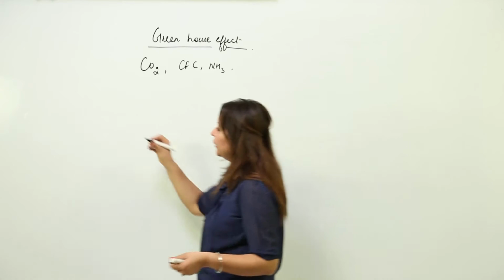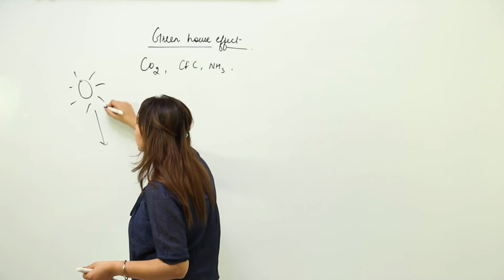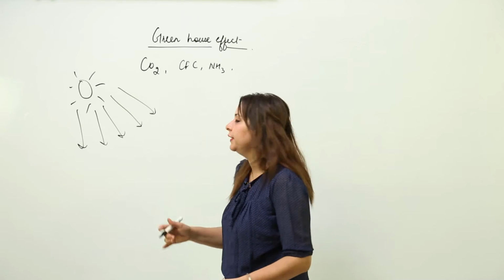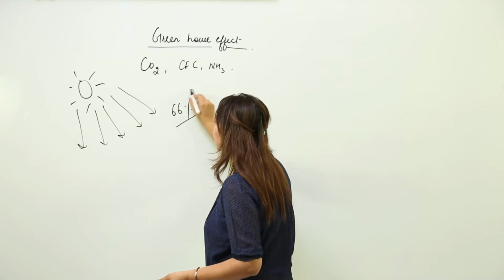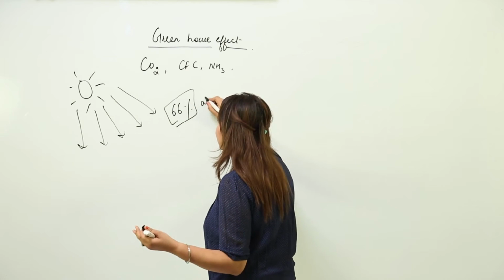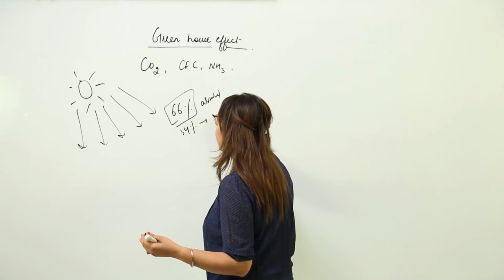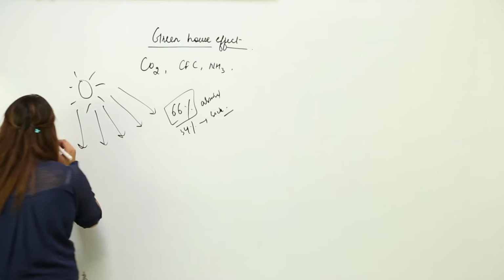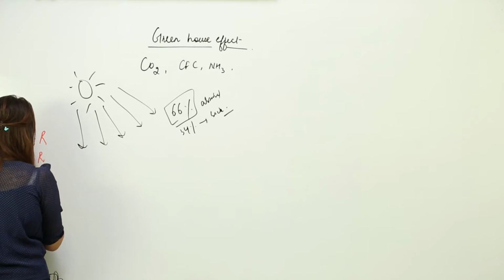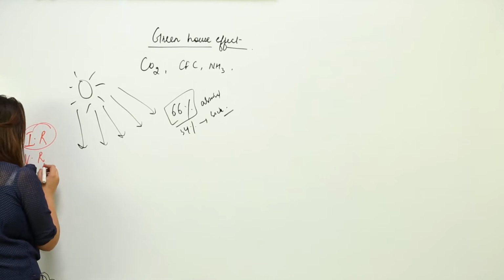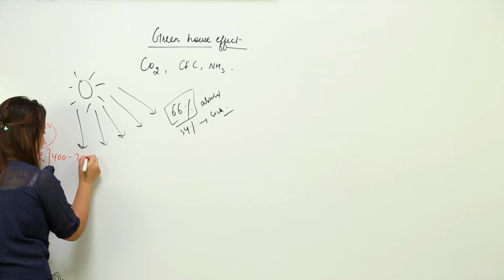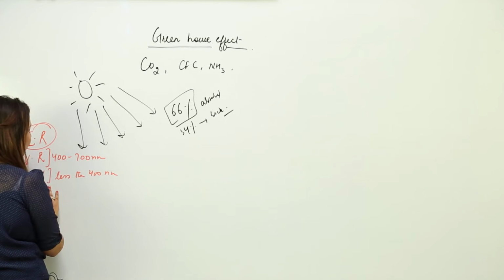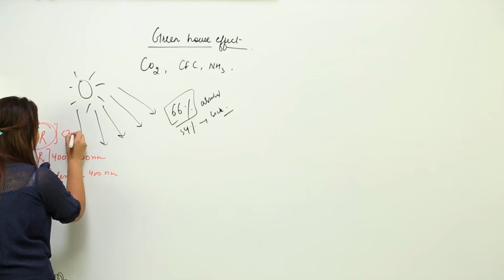We know that the sun is sending radiations onto the earth's surface. Out of the whole radiation, if you take 100%, 66% is absorbed and 34% is radiated back. The radiations from the sun consist of three kinds of waves: infrared, visible, and ultraviolet. Ultraviolet has a wavelength less than 400 nanometers, visible is 400 to 700 nanometers, and infrared is more than 700 nanometers.